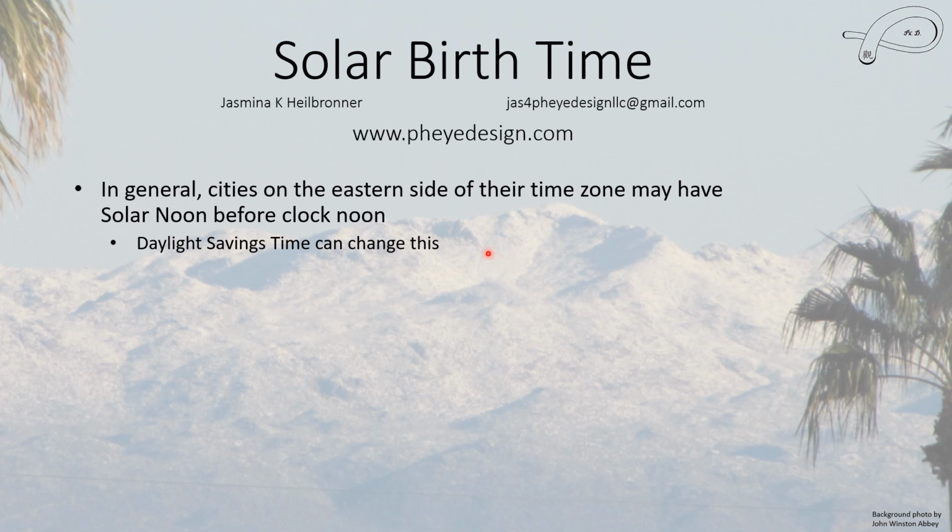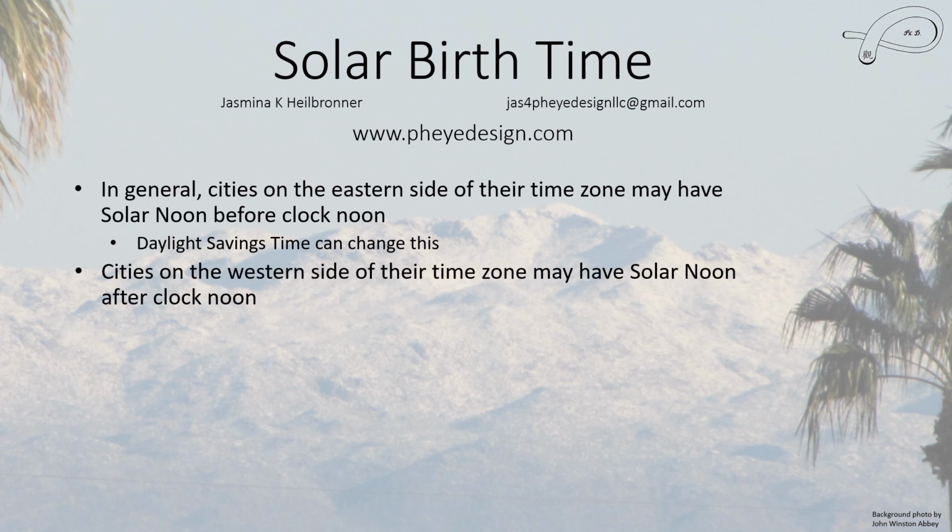Now in general, and this is just the way it works, if a city is on the eastern side of their time zone, they may have solar noon before clock noon. But daylight savings can change this if your country or city or state or the equivalent of state uses it. Cities on the western side of their time zone may have a solar noon after clock noon, and that is just the way it works.